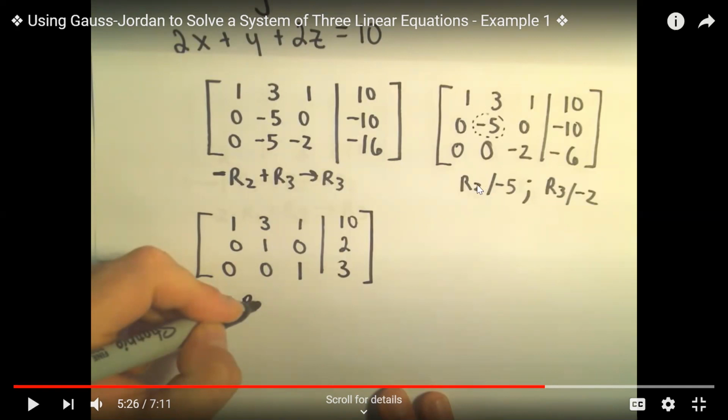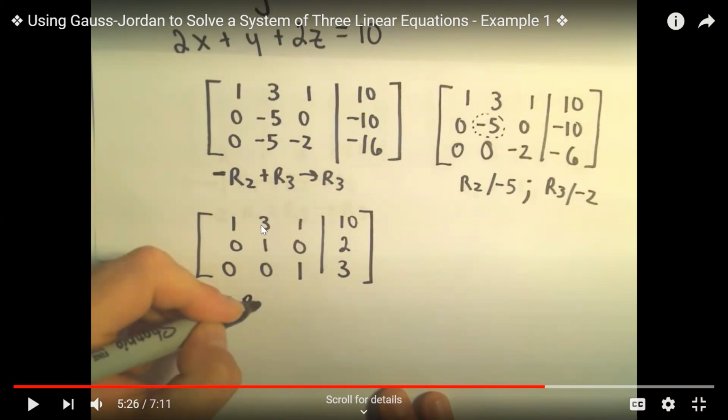And this should also be R2 divided by minus five. And then there should be an arrow towards R2. So it tells us that this operation has produced a row that needs to replace the already existing row two. So if you do this operation, now you can see that I have a three.